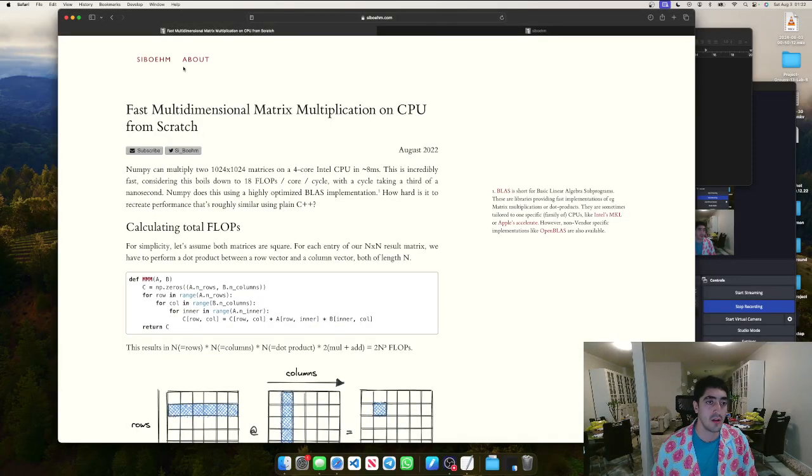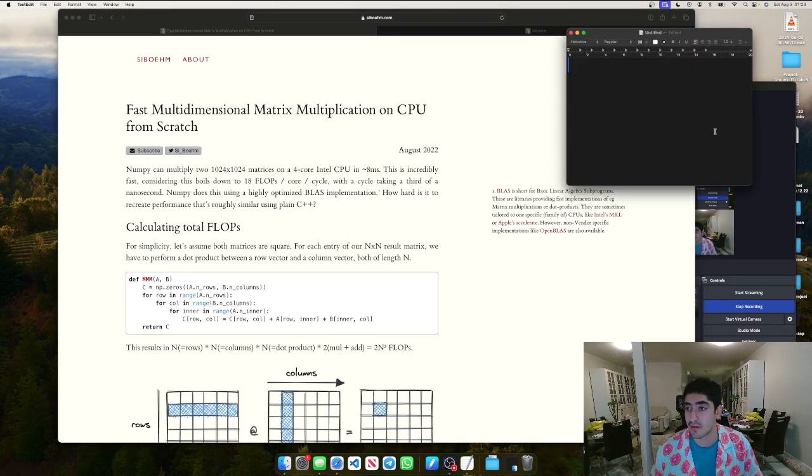Okay. Fast multidimensional matrix multiplication on CPU from scratch. Okay, NumPy can multiply two 1024 by 1024 matrices on a 4-core Intel CPU in around 8 milliseconds. This is incredibly fast considering this boils down to 18 flops per core per cycle, with the cycle taking a third of a nanosecond. And NumPy does this using a highly optimized BLAS implementation.